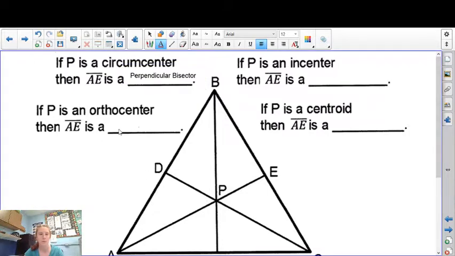If P is an orthocenter, then AE is an altitude. If P is the incenter, then AE is the angle bisector. And if P is the centroid, then AE is the median.